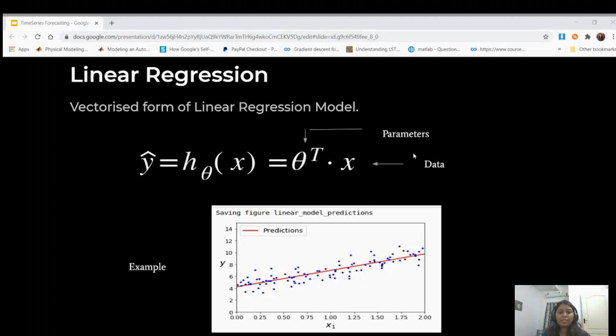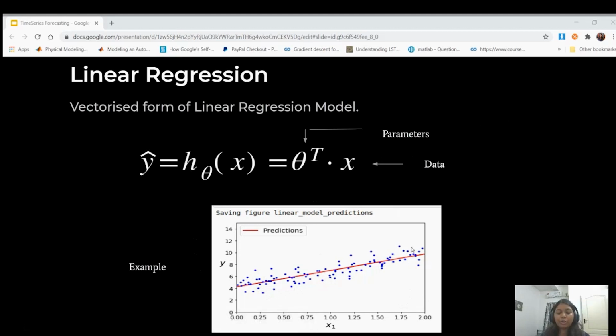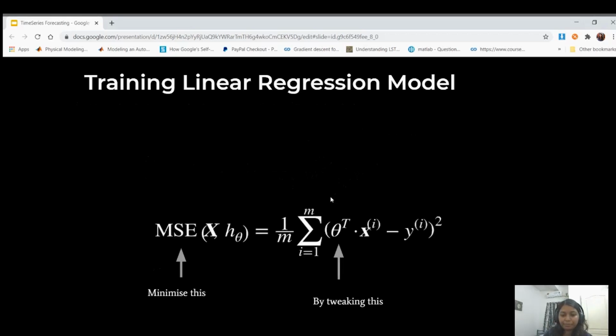Now moving on to machine learning algorithms. The first machine learning algorithm that comes to mind is linear regression. So what is linear regression? Linear regression is fitting a line through the maximum number of points. In this linear regression, the red line is trying to go through the maximum number of blue points here. So theta is your parameter and x is your data.